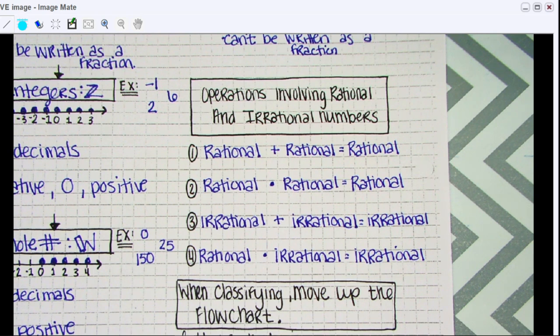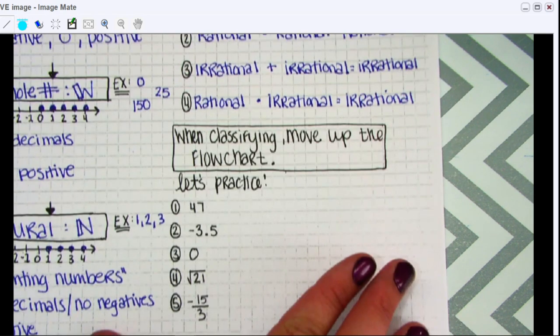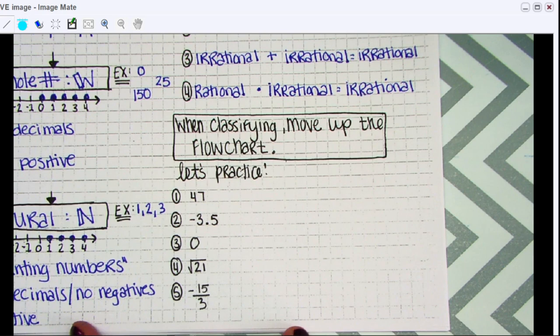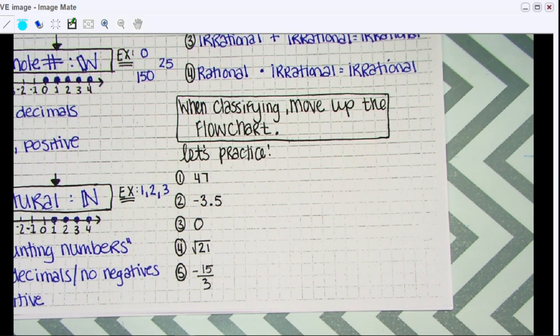So to end, let's go ahead and do 1, 2, 3, 4, and 5. You can use your calculator on your phone. I haven't sanitized them or anything. So if you need to know what the square root of 21 is, you can. So classify 1 through 5 as many ways as you can.